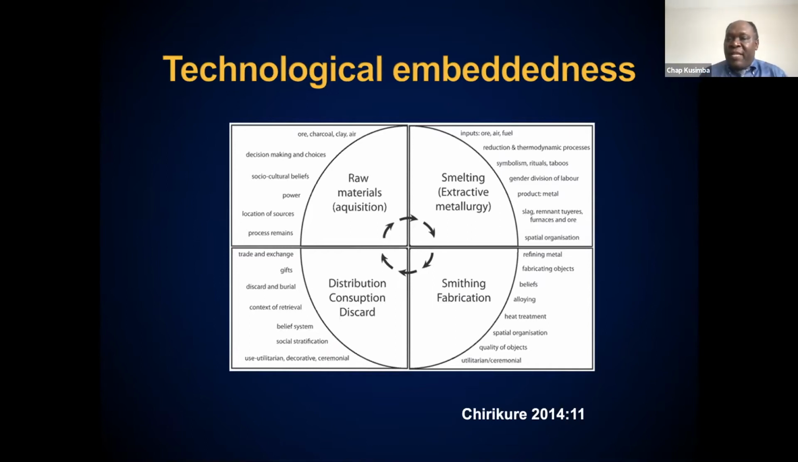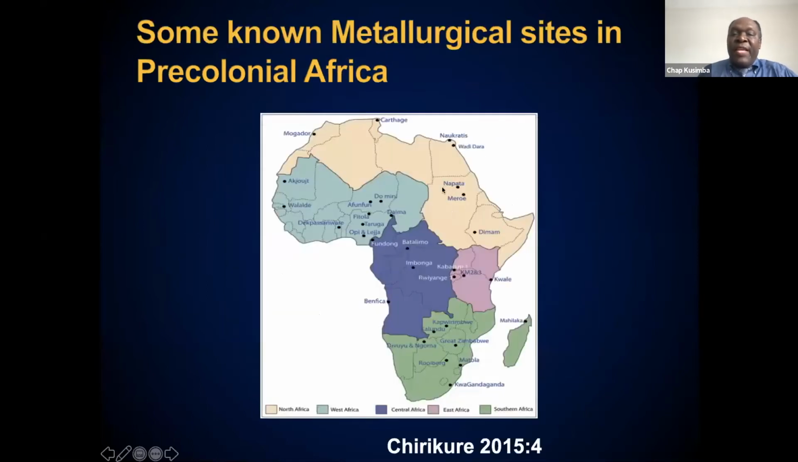Shadrach Chirikure demonstrates this technological embeddedness by looking at, for example, the technology of iron working within Africa, which was completely embedded, where all of the materials were produced locally, and ideas were independently developed in a lot of ways. And this is important when you look at the non-industrial sites. We sometimes call them metallurgical sites, but these are essentially industrial sites. They're all over the continent.